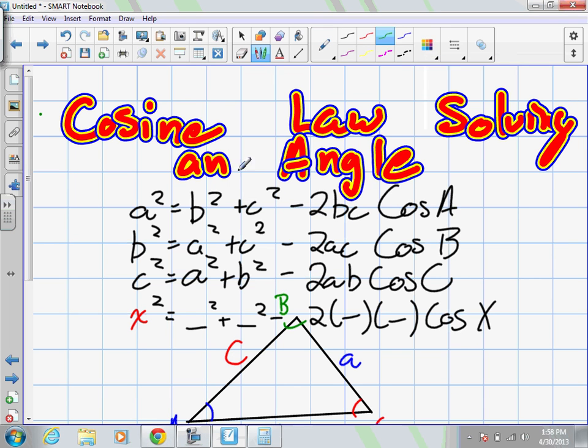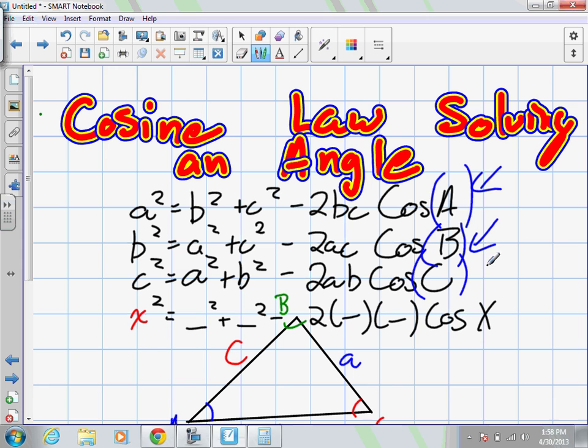Okay, we're going over cosine law again, but this time we're going to solve for an angle. As we talked about last time when solving for a side, there are three different ways you can set up cosine law. In this case, the angle we're looking for will always be the one at the end, whether it's side A, B, or C. They've written it three different ways because there are three sides to a triangle.